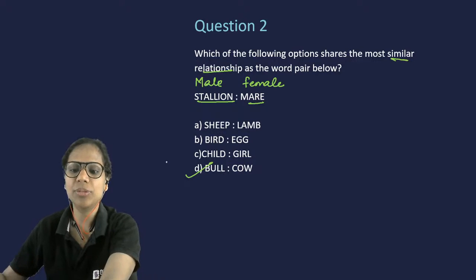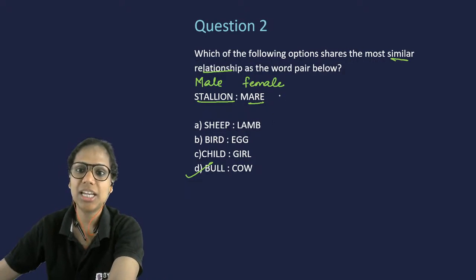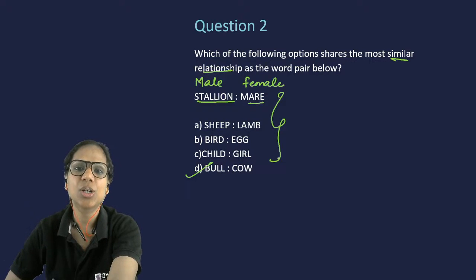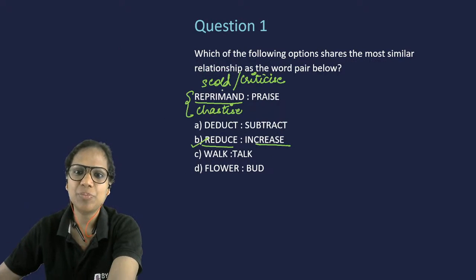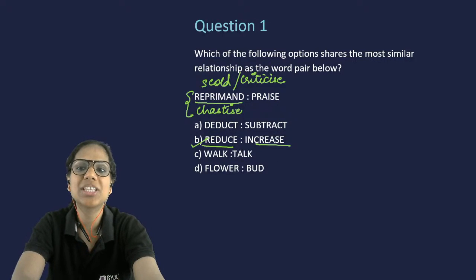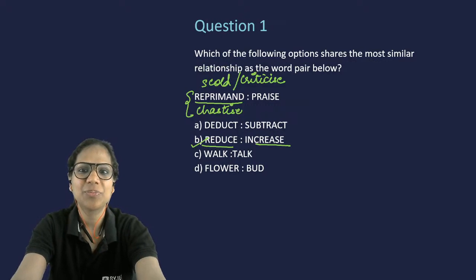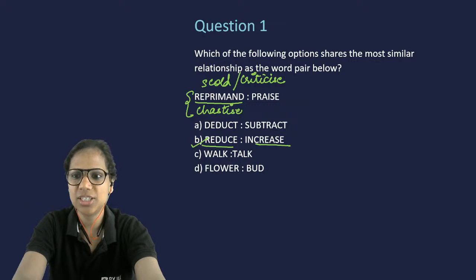Right, so these are common terms. Stallion, mare, you should know these, right? They'll help you with your analogy questions. Similarly, reprimand is not a very difficult word, so to say. It's a high frequency word, right? So what we'll be doing today are going to be high frequency words. Okay? All right, then let's go to the next question.